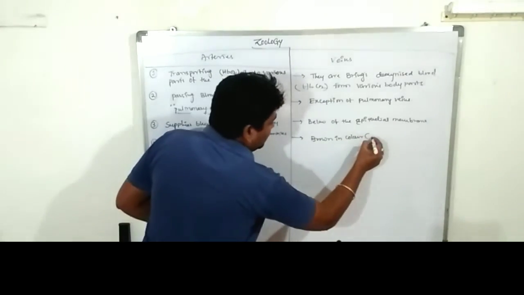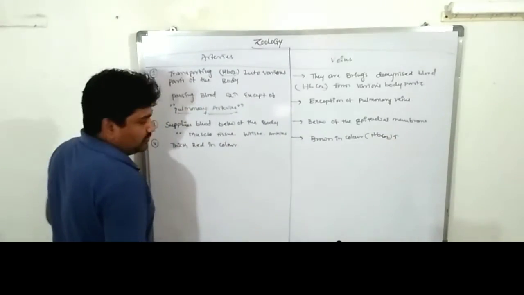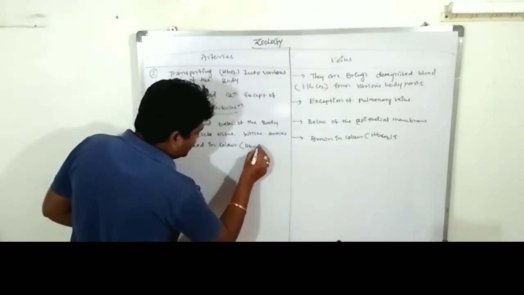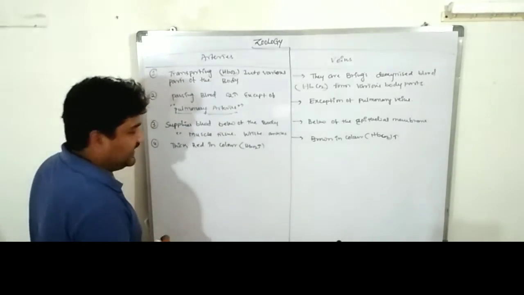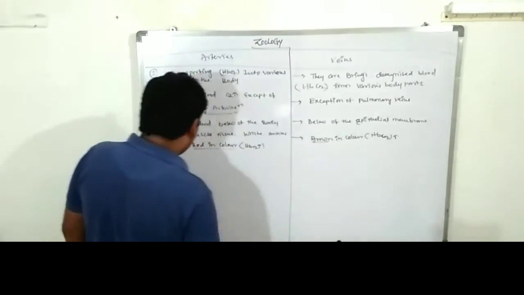Why? Because these carry deoxygenated blood, so these contain carbon dioxide. So it's brown in color. The thick red ones have oxygenated blood; these carry oxygenated blood, so they are red in color. So these are brown or brick red.